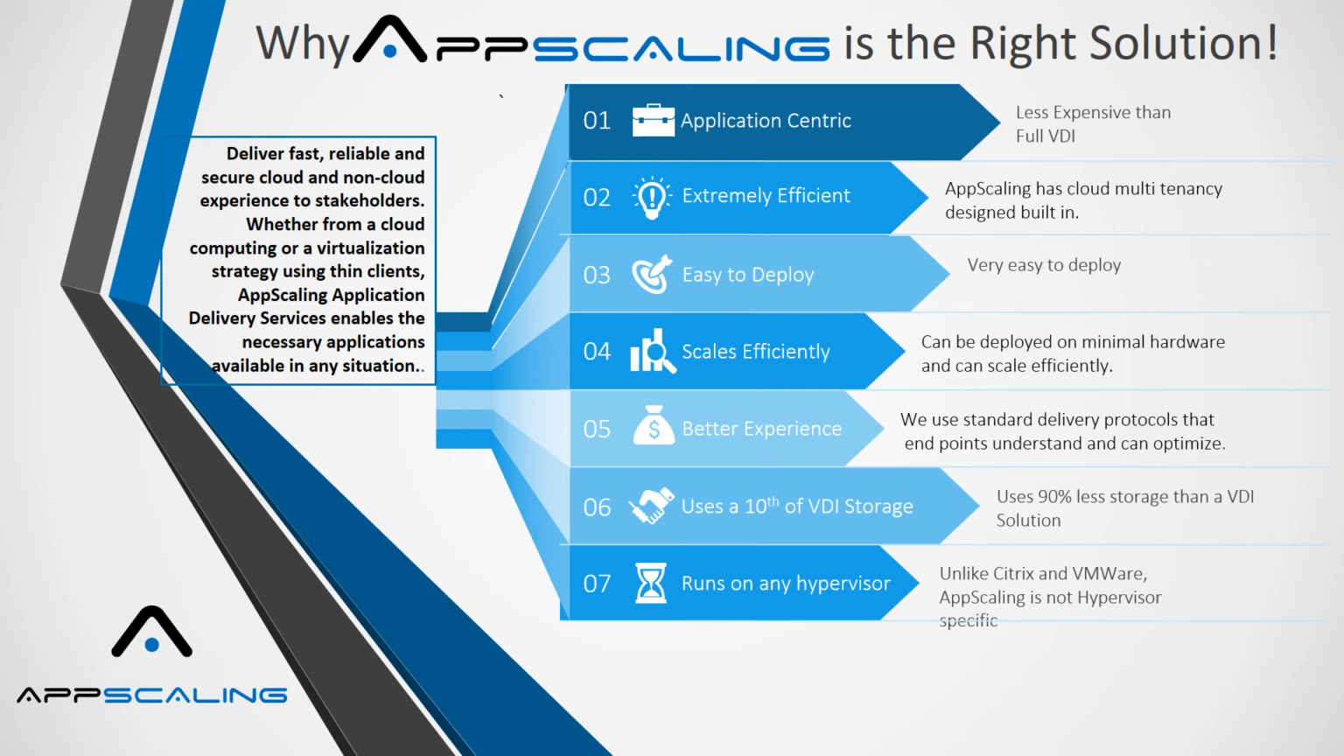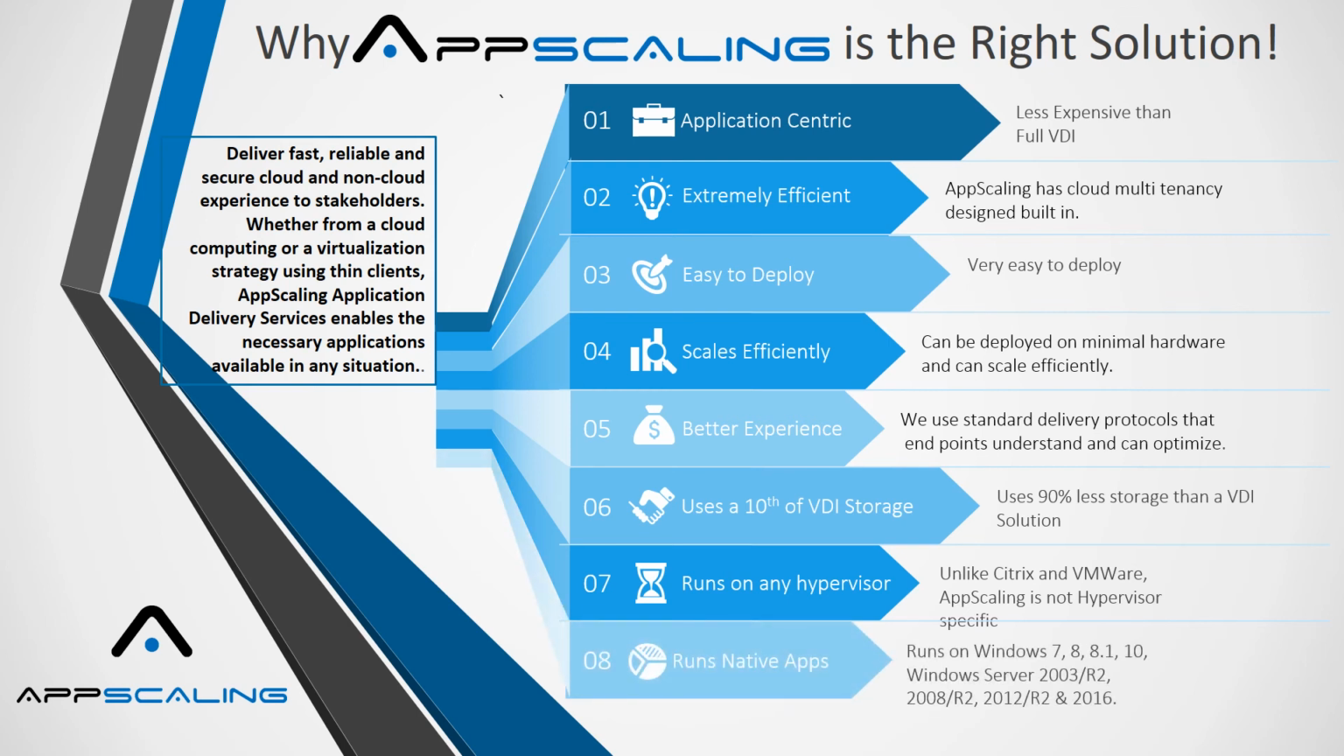So if you think about it, a lot of these clouds today, like Amazon, have proprietary hypervisors. And so many of these end-user computing solutions like VMware Horizon are designed to run on a very specific hypervisor, not the one your cloud of choice is most likely running. And AppScaling can run on any hypervisor. As long as a Windows desktop OS is there, we can install on that and run on that.